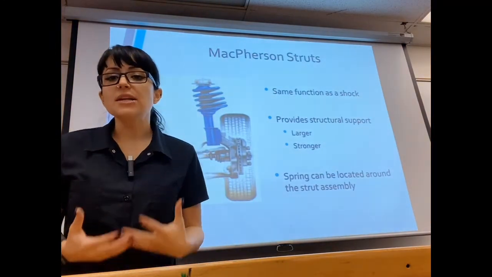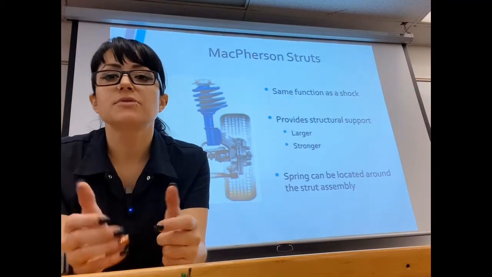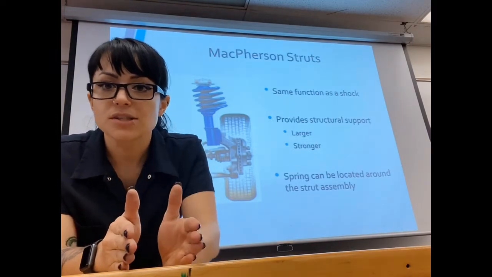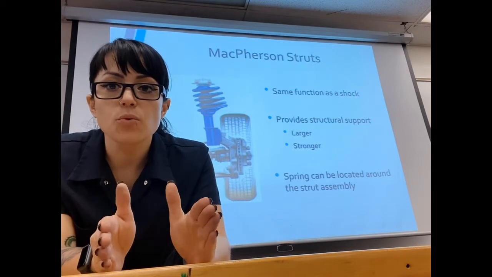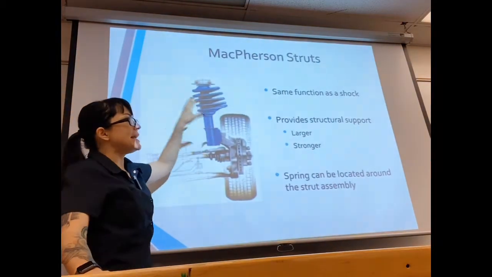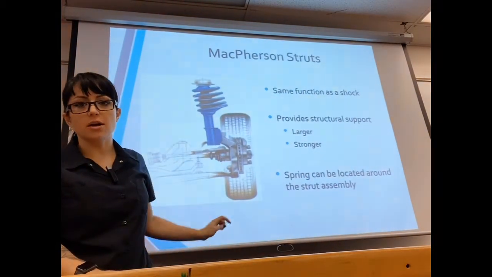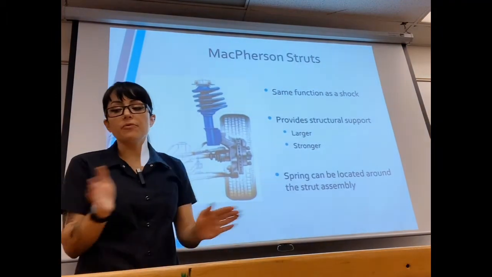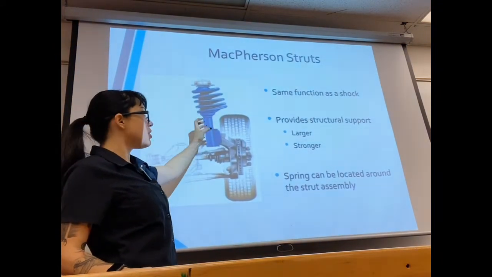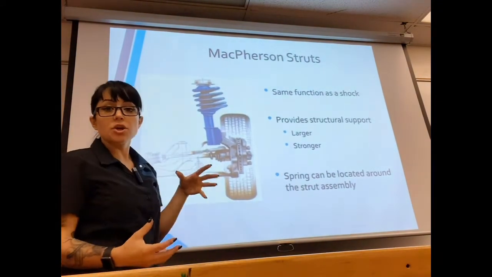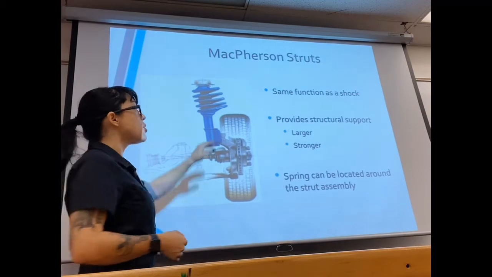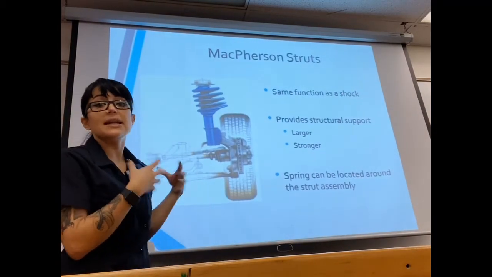Now, a McPherson strut. A lot of people will use terms like shock absorber and strut synonymously, and they are not the same. They do the same job, just like jounce bumpers and bump stops, but they're not the same exact type of component. So a McPherson strut is functionally the same as a shock absorber. However, they are not interchangeable from vehicle to vehicle. A McPherson strut, you can see here, is actually going to provide structural support. It's bigger, it's larger, and it's stronger. And most of the time, not all the time, but most of the time, your McPherson strut's also going to include a place for your spring to sit as well.